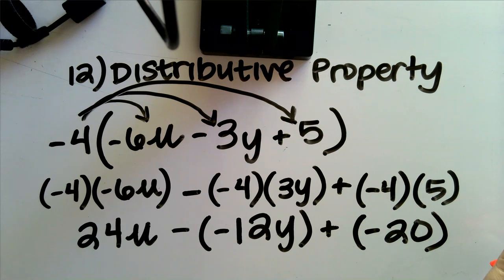Now I'm going to double check that there are no like terms that I can combine, and I see that there's not because I have a u and a y and a term without a variable. Nothing can be combined, and I'm just going to simplify it to the best of my ability here.